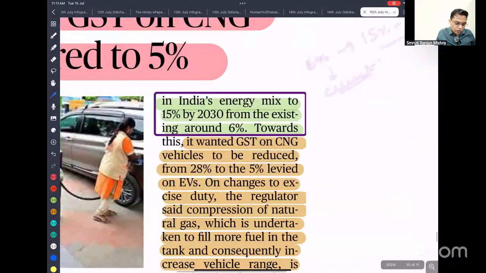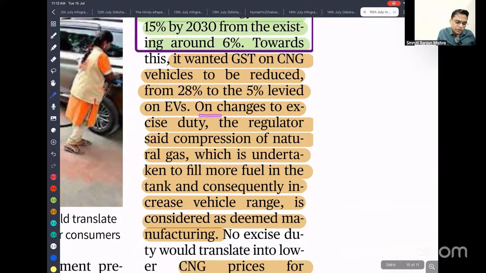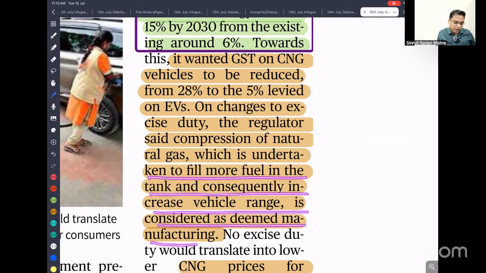Okay. So it wanted GST on CNG vehicles to be reduced from 28% to 5%. Now the GST rate on CNG vehicles is 28%. If we can reduce it to 5%, that will reduce the cost of the vehicle, so it will give a push to that. On changes to the excise duty, the regulator said that the compression of natural gas, which is undertaken to fill the fuel in the tank and consequently increase the vehicle range, is considered as deemed manufacturing. So that means for all CNG vehicles we need to reduce the tax rate.